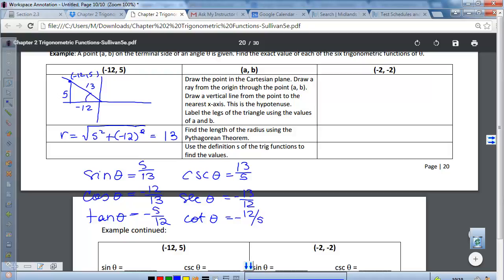And so just given the point on the terminal side, we were able to find the values of all of our trig functions. Okay. Questions about that? Okay. All right, you ready to try that on your own? Okay, try it on your own for the point negative 2, negative 2.